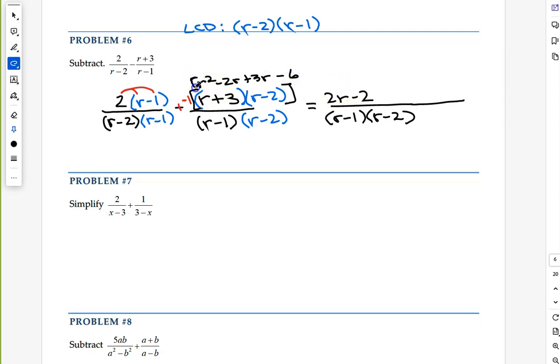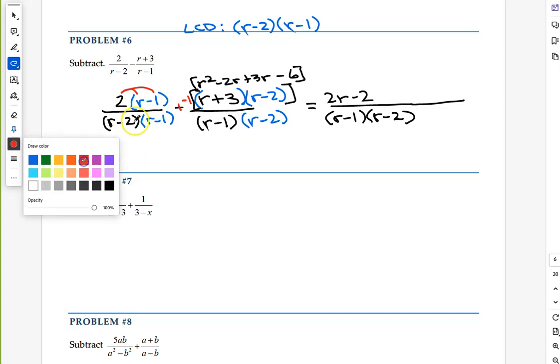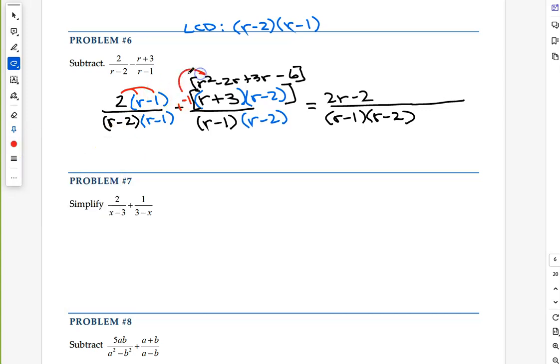And then remember, I've got to distribute that negative through to everybody here. So let me change this to red again and show we're going to distribute that to everybody there. Okay, so when I do that, I'm going to have negative r squared plus 2r, because remember I'm multiplying that by a negative, and minus 3r, and plus 6.